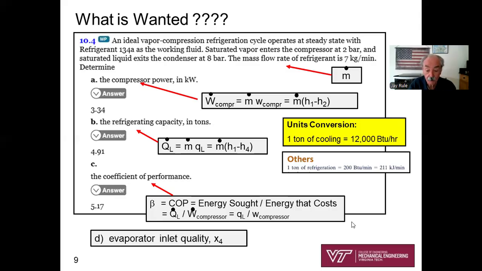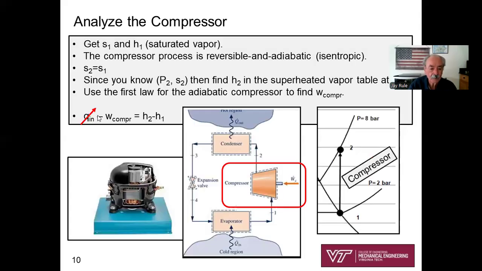Okay, and let's see, what else do we have? The evaporator inlet quality, we're going to calculate that, X4, and we're going to use our T-s diagram to visualize how to get started with that. Okay, let's go through and plan our work before we put pencil to paper.